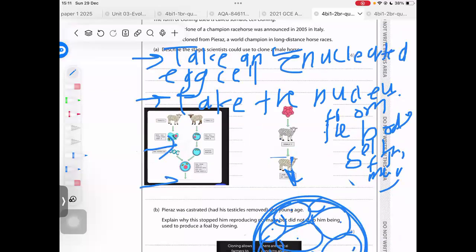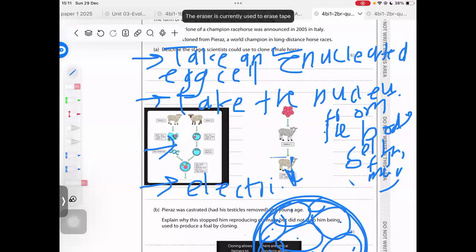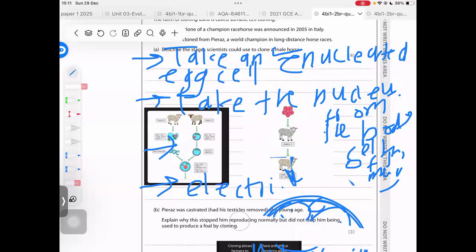Then you have to mention you're using an electric shock, or electricity. Why are you using electricity? To stimulate the cell division by mitosis. The marking scheme they have given us doesn't give the whole description, only the important points. So when you're writing, you can write it down like this: electric shock is given to stimulate the egg cell to divide by mitosis.